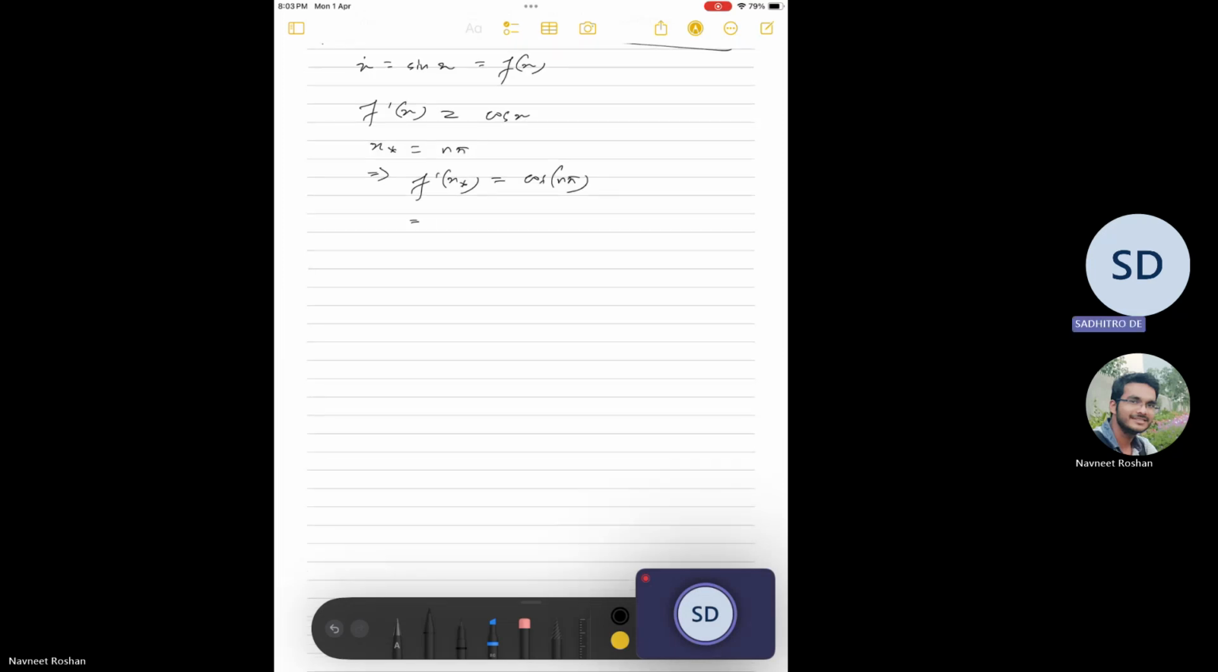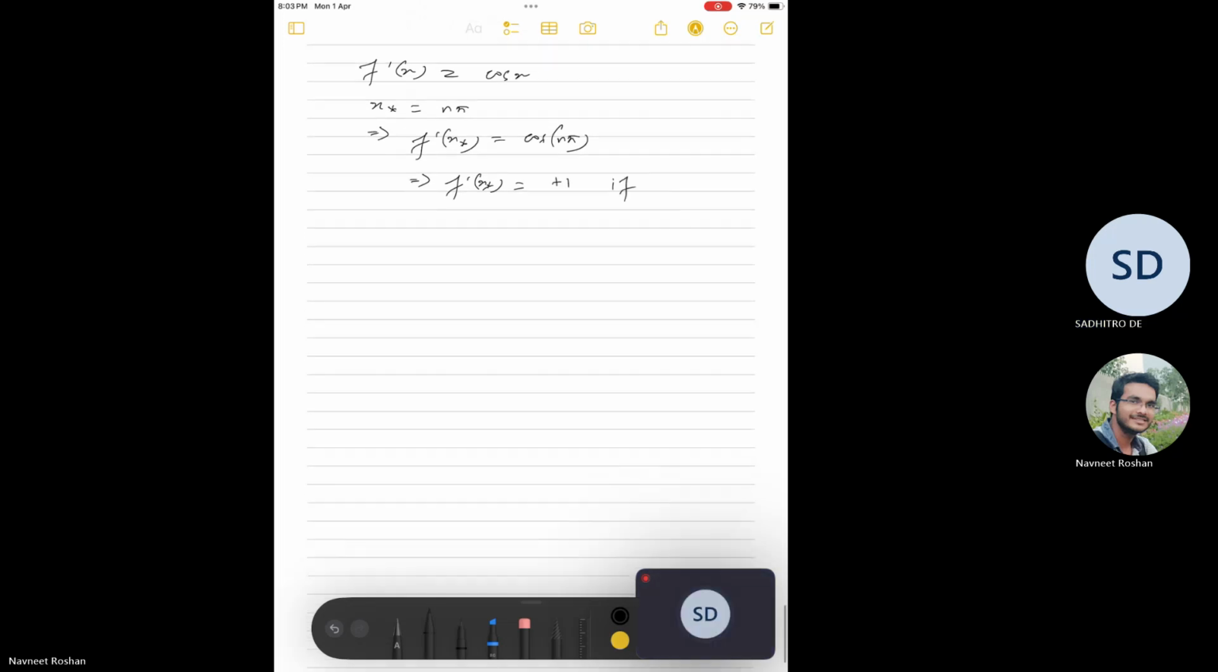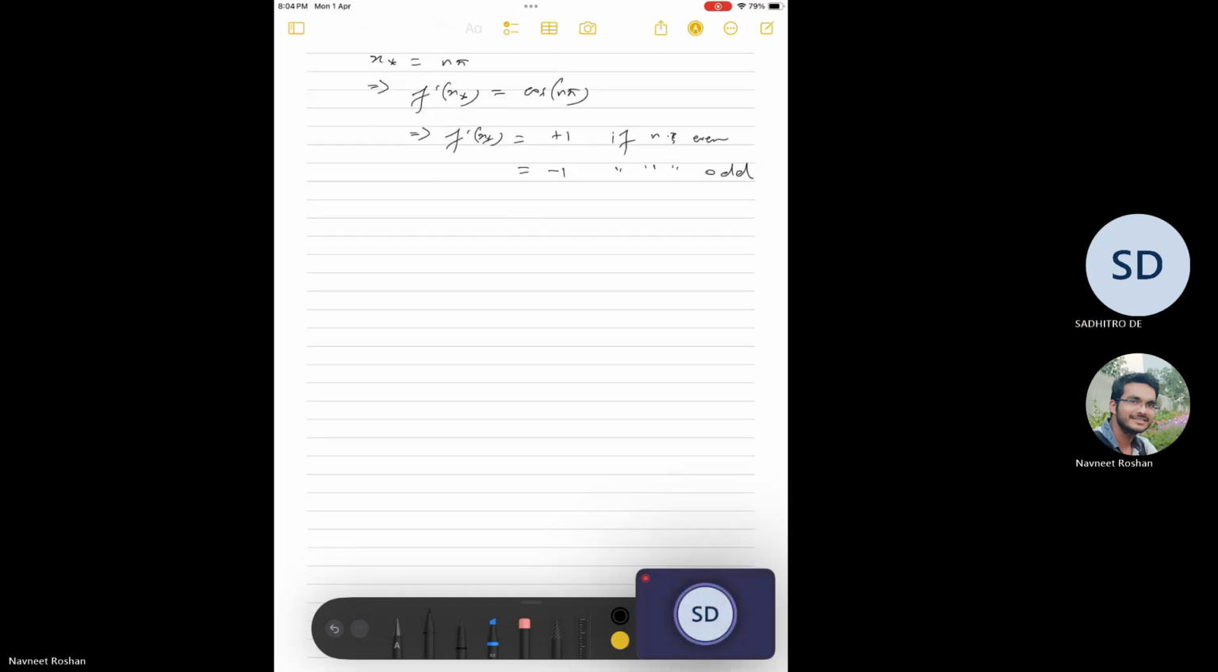Therefore, f dash of x star equal to what? Plus 1 if n is even, minus 1 if n is odd. So this basically means that this is the unstable fixed point and this is a stable one.